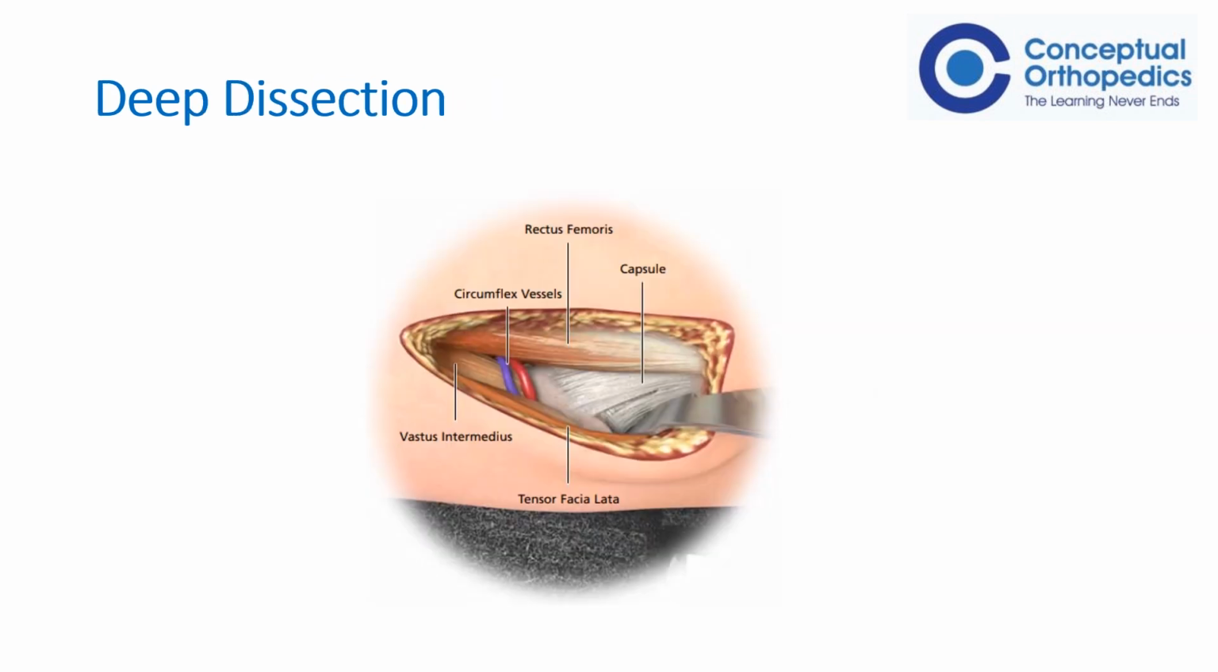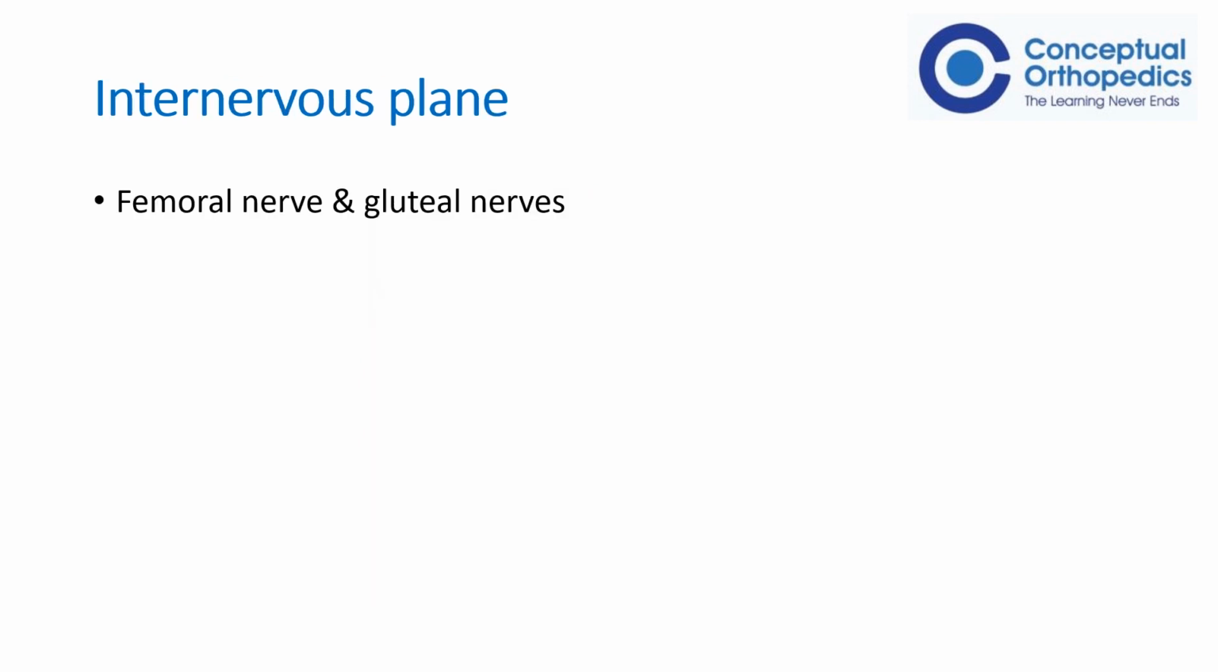Once the sartorius and tensor fascia lata are retracted away from each other, we reach the rectus femoris muscle. This is retracted medially, and then we are on the capsule, on which a capsulotomy is done and the hip joint exposed. Also, by retracting it medially and creating a capsulotomy on the medial aspect, the calcar region of the femoral neck could be reached for open reduction of fracture neck femur. There is a true internervous plane, that is between the femoral nerve and the gluteal nerve.